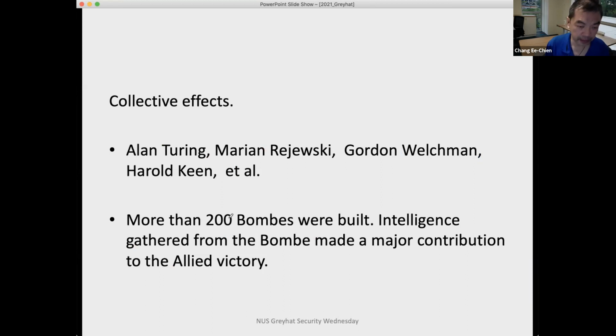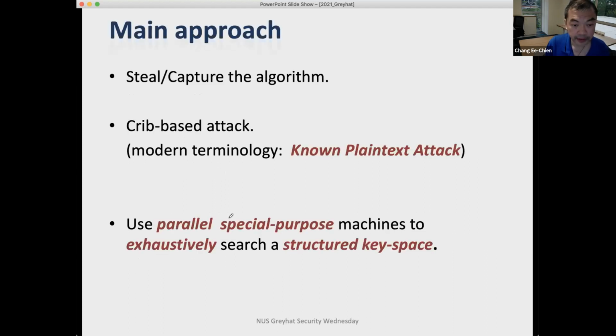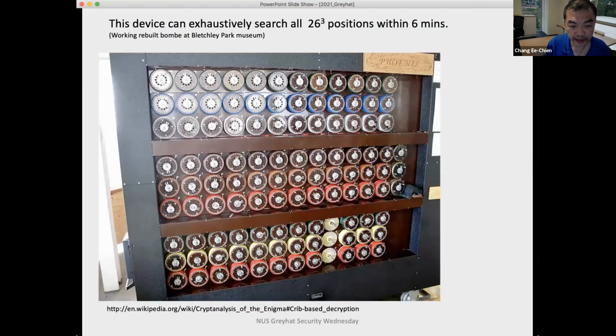The basic design was actually done by the Polish mathematicians, and more than 20 bombes were built. After the war, their prime minister ordered them to be destroyed. So all were destroyed after the war, and later on they made a replica and put it in the museum. If you go to England, you can probably visit the museum to see the replica. This is a replica.